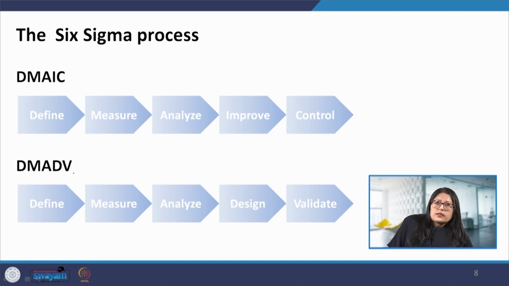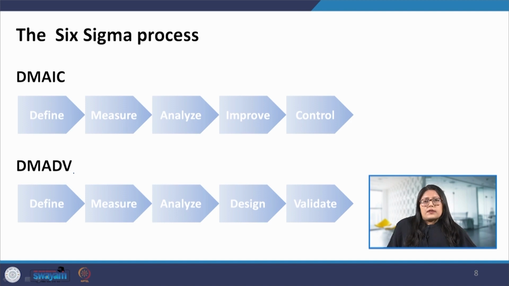So, this initially came about in the 1980s, where the focus was quality control. Now, this process has two offshoots. You can see DMAIC and DMADV, which is define, measure, analyze. These first three steps are the same.